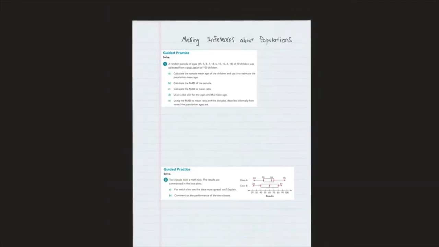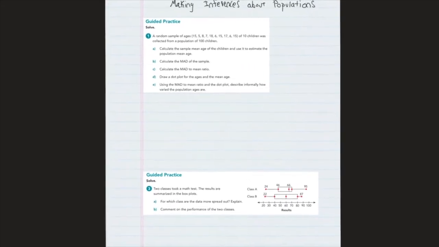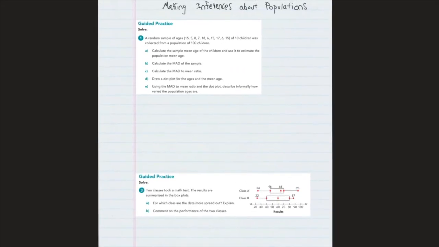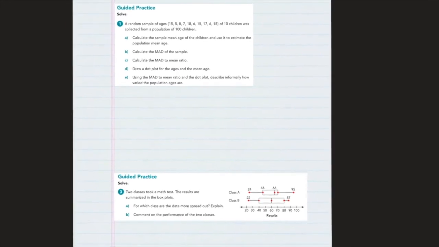Lastly, you're just going to be doing these two practice problems on your own. You may have to put them on two different pages. I just squeezed them on one page here, but they're just like the examples we were doing. Okay, so number one is like the first example, and then number three is like the third example that we did.